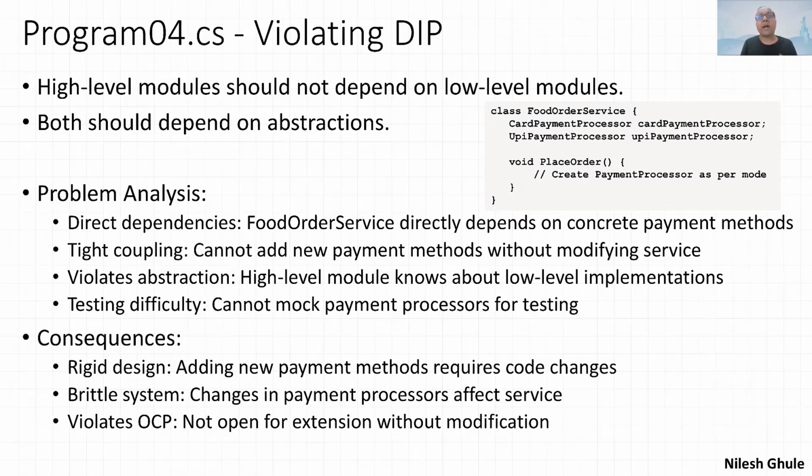In future, if you want to add maybe the cash payment processor, you need to again modify my food order service. And this really violates the abstraction because the high-level module knows everything about the low-level implementation. That makes your testing really complicated, especially for the higher-level components. This makes your design quite stubborn, and this particular system is not that extensible.